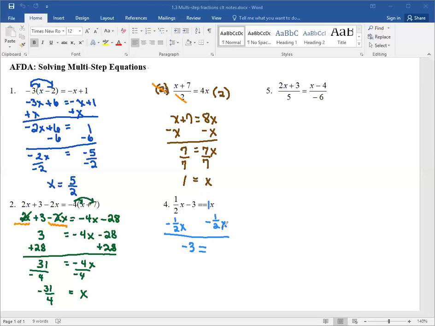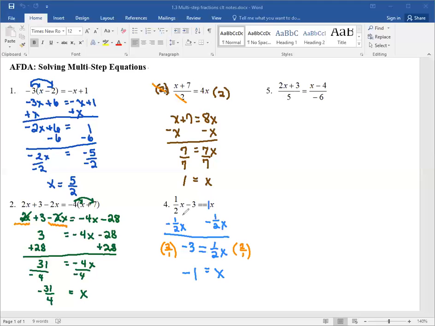So a whole minus 1/2 leaves me with 1/2 x. All right, now this is a fraction, so I want to multiply each side by the reciprocal. So here, I want to multiply each side by 2 over 1. Okay, so that would leave me with x on the right, and 2 over 1 is just the number 2, and 2 minus 3 is negative 1.